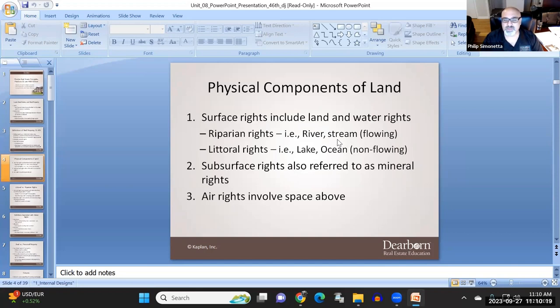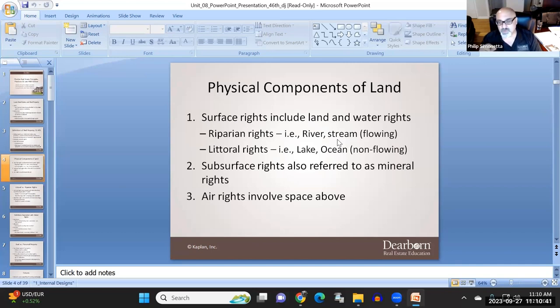So what are the physical components of land? Okay, so one, you have surface rights. Okay, that includes land and water rights. Okay, so there's two types of water rights. Okay, so you have riparian rights and littoral rights. You need to know that. You need to know the difference.